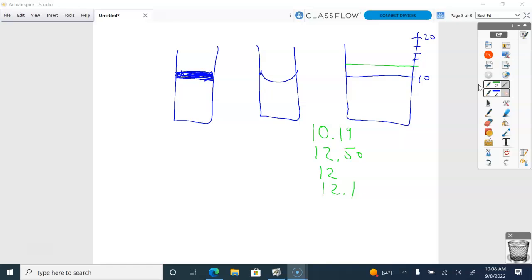So first of all, I want to point this out when you talk about measuring. This is 10. This is 20. There's 5 dashes in between the two. Each one of those counts as 2, which makes this 12. So 10.19. 12 is the bottom of that, right? Okay, second thing.